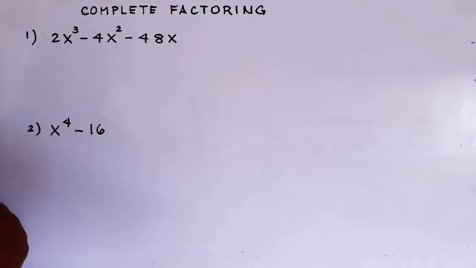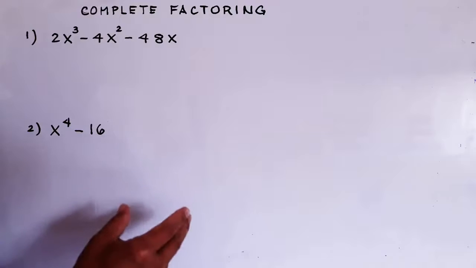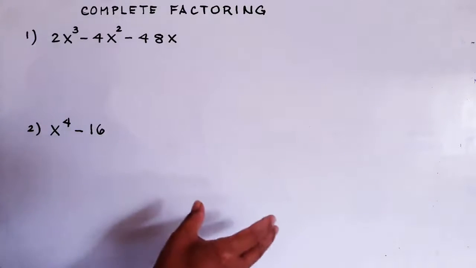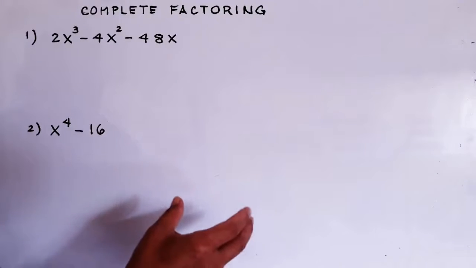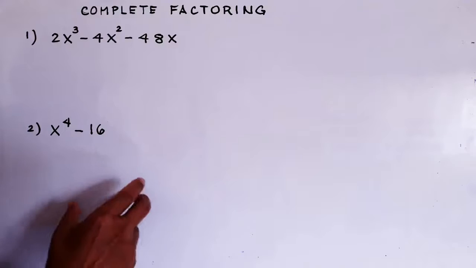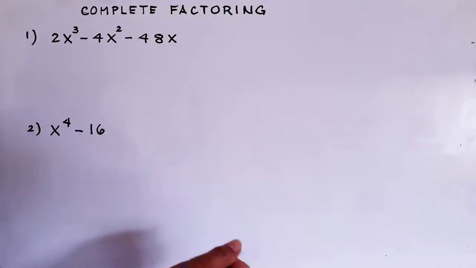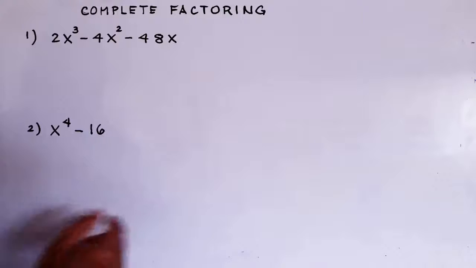The first thing in complete factoring, class, is to see whether you have a common monomial factor. You must remove the common monomial factor first, before proceeding to the other methods of factoring, if that is possible.